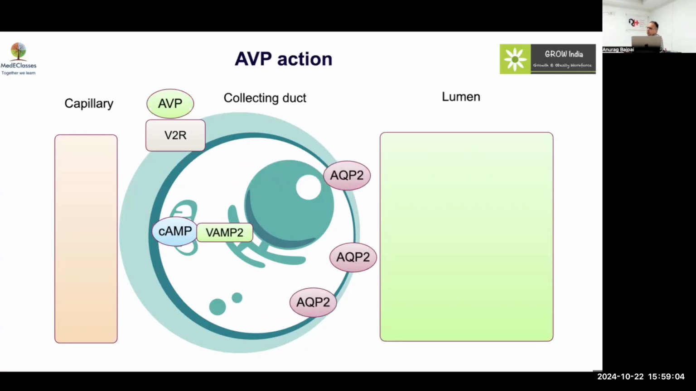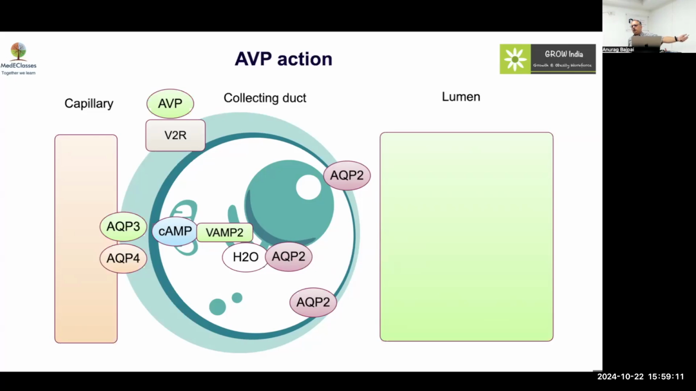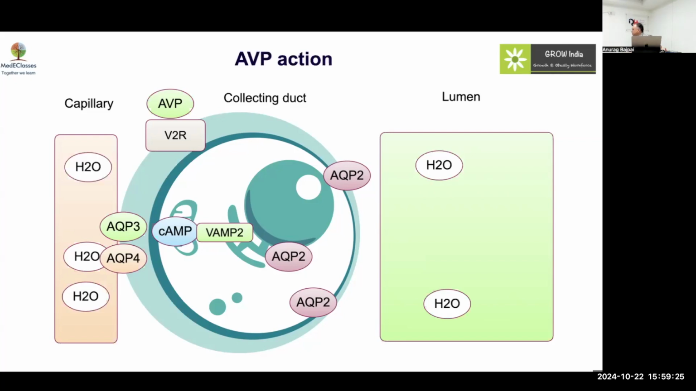So aquaporin 2 comes towards the membrane and allows water to go inside these cells, and from these cells, through aquaporin 3 and 4, the water is shifted to the capillary. So you are effectively absorbing water. If you have a lot of AVP, you will be losing less water, with less aquaresis. If your aquaporin or your V2 receptor is not working, you will lose a lot of water through your lumen.